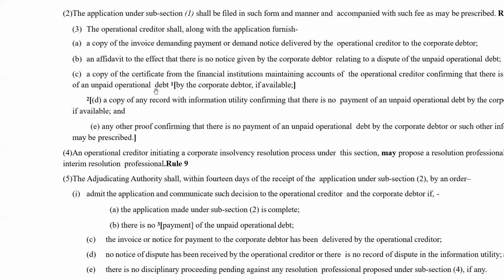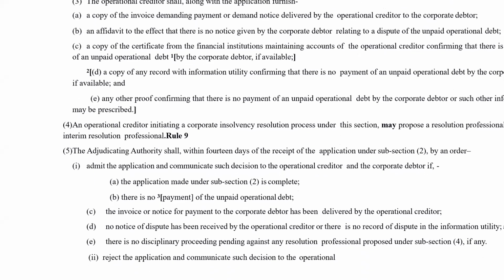So section 9, subsection 4: an operational creditor initiating CIRP under this section may propose a resolution professional. The word "may" is highlighted. So there could be a case where the operational creditor is filing the application on its own. In that case, the adjudicating authority, in consultation with the board, shall appoint.